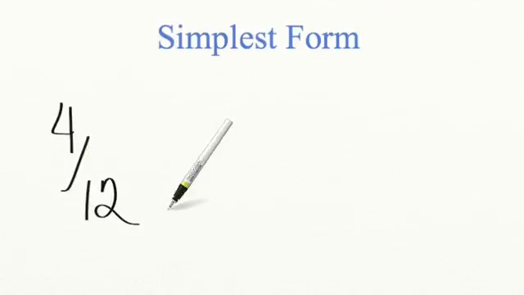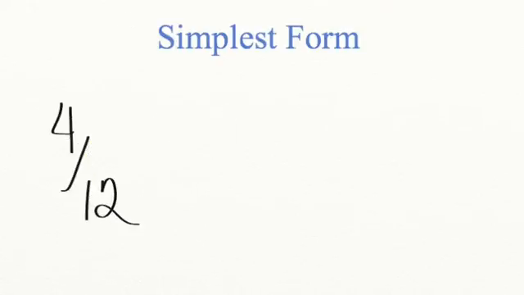Welcome to today's lesson on simplest form, also known as the lowest term. In order to simplify a fraction to find its simplest form, you need to follow 3 simple steps. Let's go ahead and get started. For example, we are going to use 4/12.